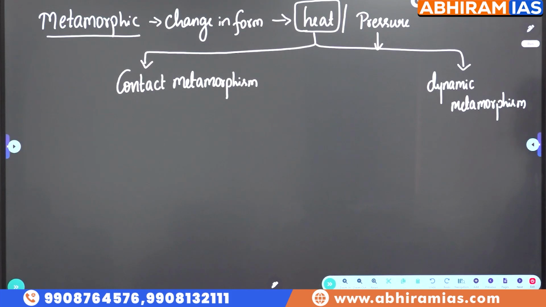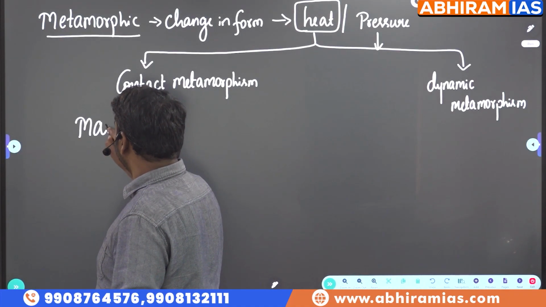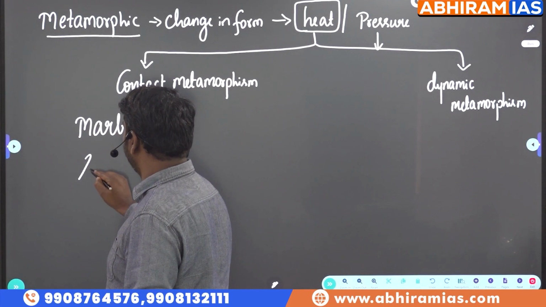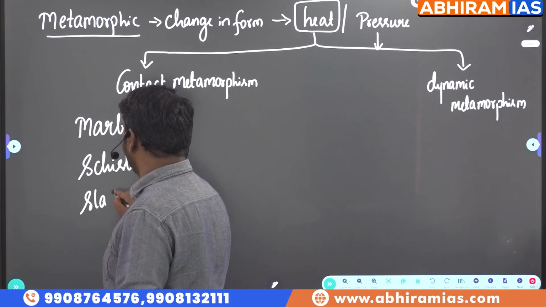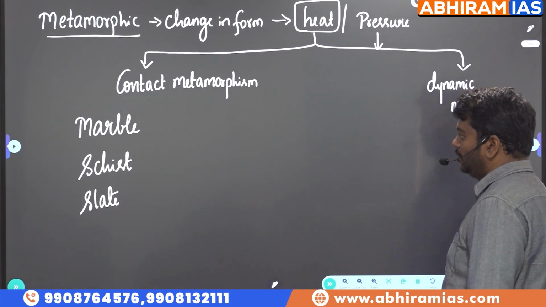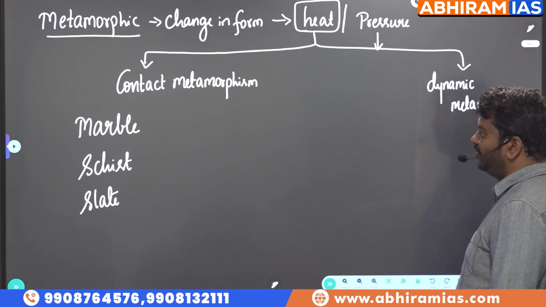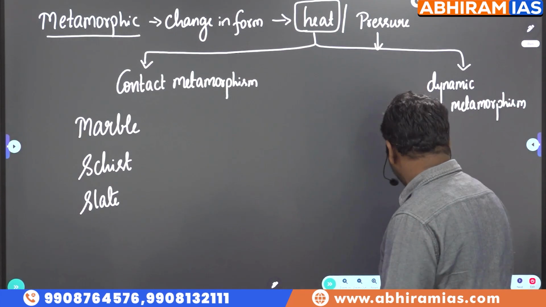Okay, one is contact metamorphism, another one is dynamic metamorphism. Heat and pressure. Marble is an example. Schist, slate are examples of metamorphic rocks. Fine. Next.